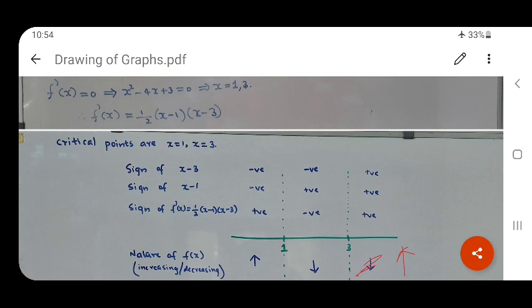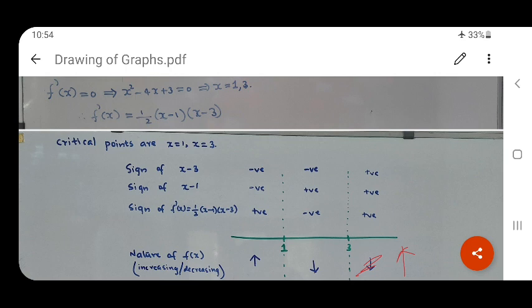Again, from 1 to 3, find out f dash of 2. So again it is negative, therefore the function decreases. And from 3 to infinity, for example, say x equal to 4, so f dash of 4 is positive, therefore f is increasing.